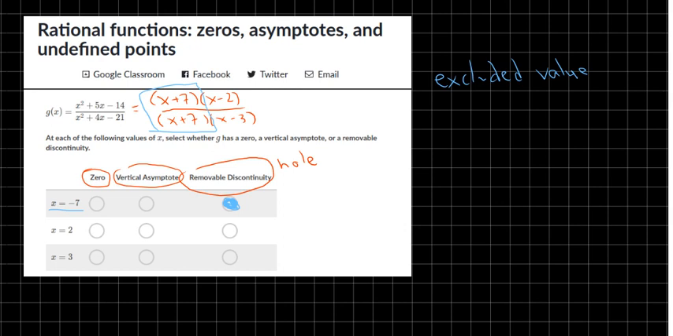And next I've got x equals 2, so that's going to make this top part 0. So that's going to give us a 0. And then x minus 3 is going to make this denominator 0, so that is going to create a vertical asymptote for us. Let's take a look at the next problem.